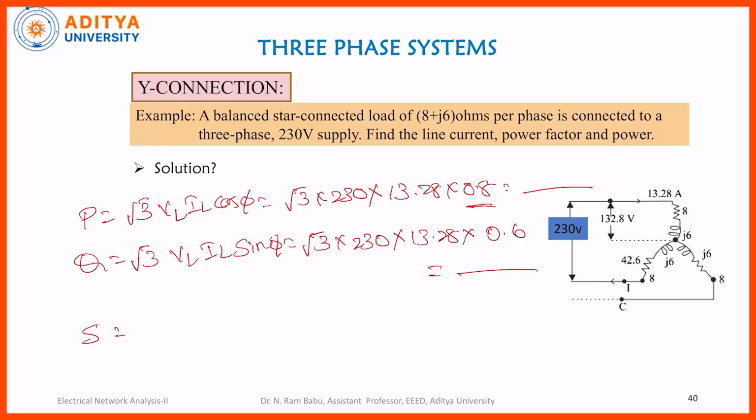Next one is apparent power S. Its value is given by root 3 times VL, IL. Therefore, it will be root 3 into the value of VL is 230 and the value of IL is 13.28. So, write it, note down the values. So, like this we can calculate the values of line currents, phase currents, line voltages, phase voltages, power factor and power. I think the numerical regarding the star connection is clear.